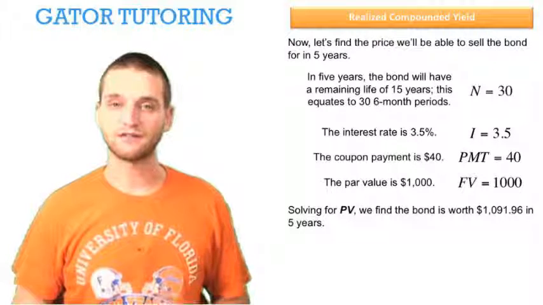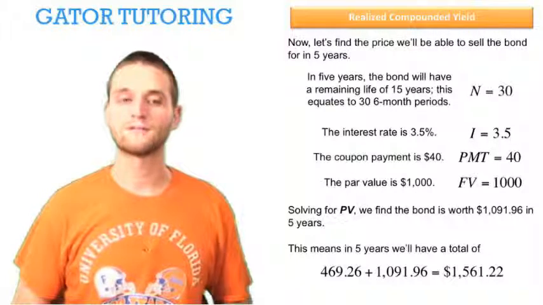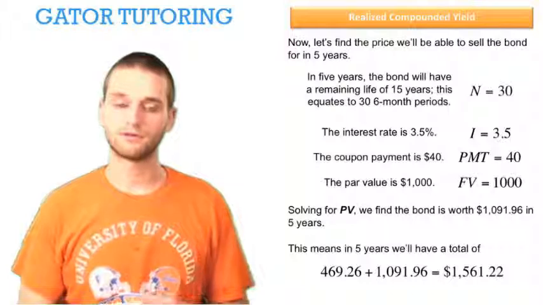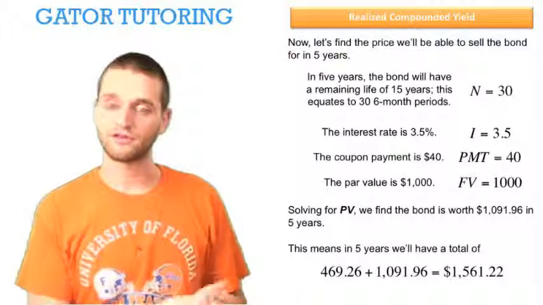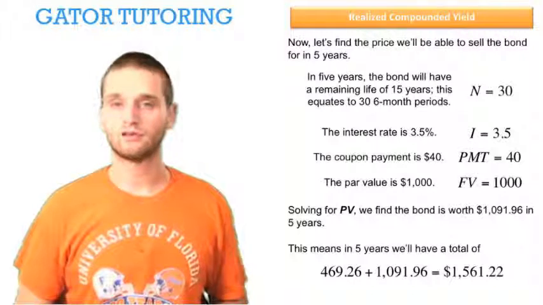$1,091.96 in 5 years. This means in 5 years we'll have a total of $469 plus the $1,091 for the sale of the bond, which is going to give us a total of $1,561.22.